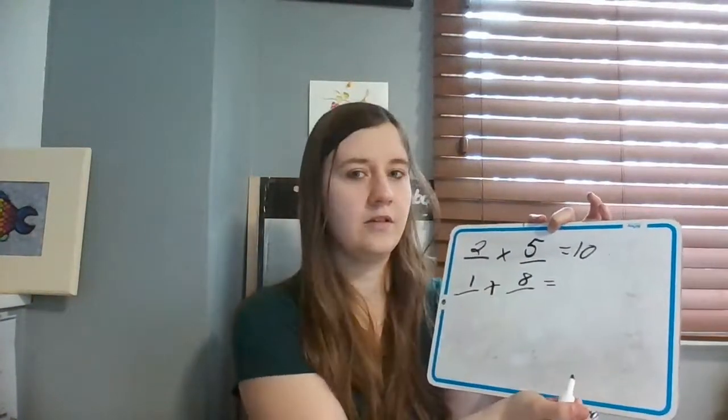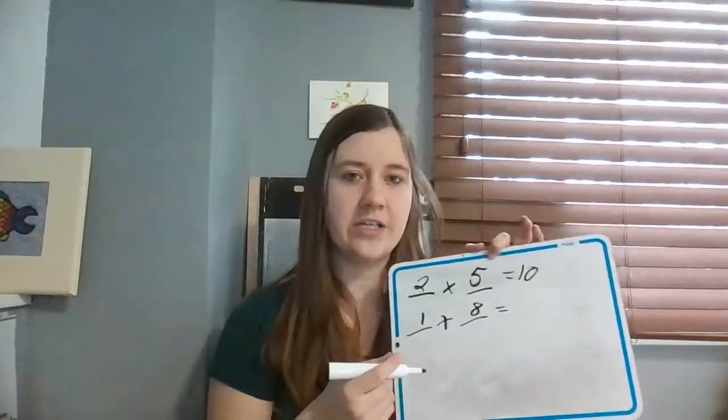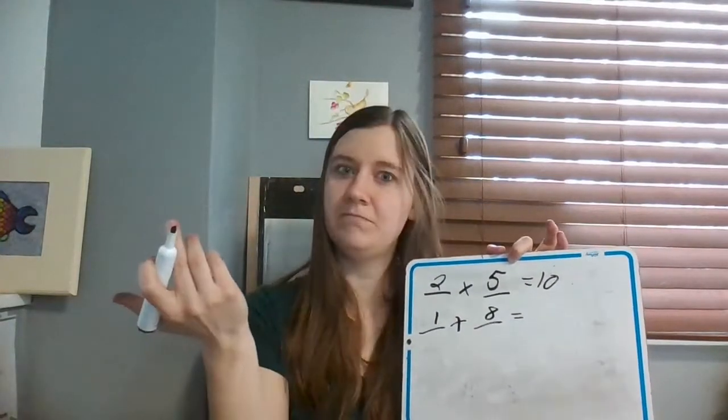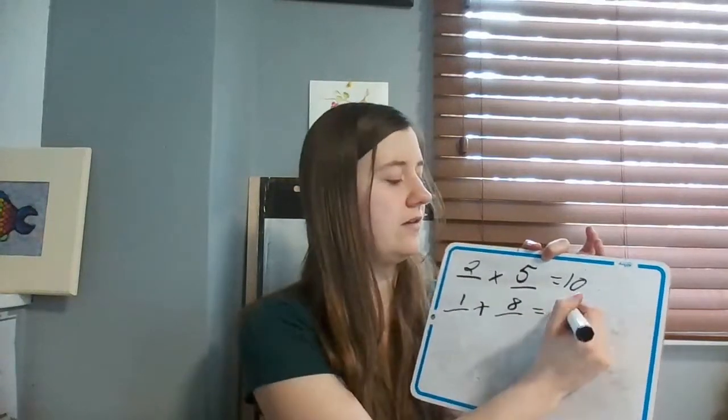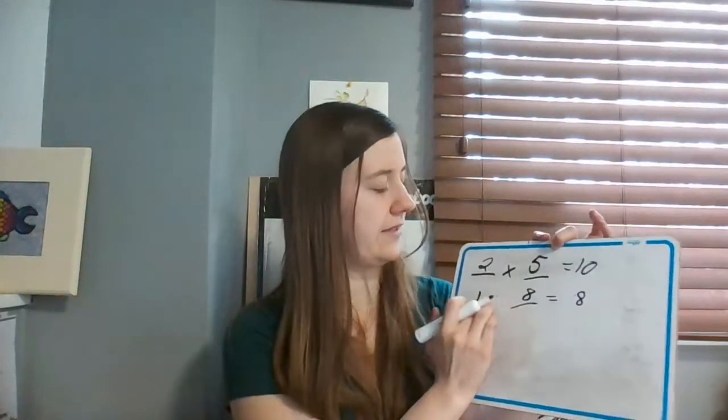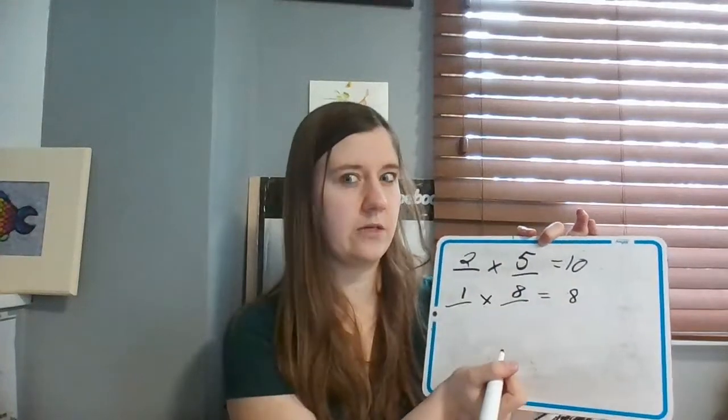8. If I count by 8 one time, I just say 8. That's it. Anything times 1 is itself. So if I times 8 by 1, my answer is 8. Ooh, that looks like a plus. Sorry, it's hard to write sideways.